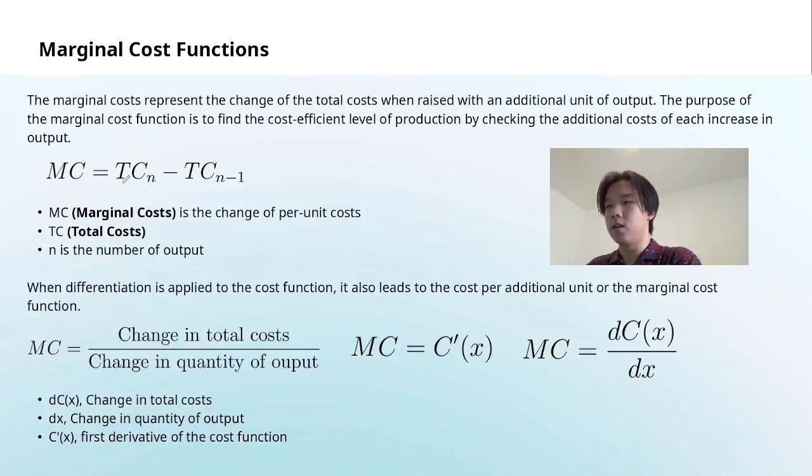The purpose of marginal cost is to find the most cost-efficient level of production by checking the additional cost of each increase in output. When differentiation is applied to the cost function, it also leads to the cost per additional unit, or the marginal cost function, where you can take the change in total cost over the change in quantity of output, which is the same as the differentiation of the cost function, dC(x) over dx.